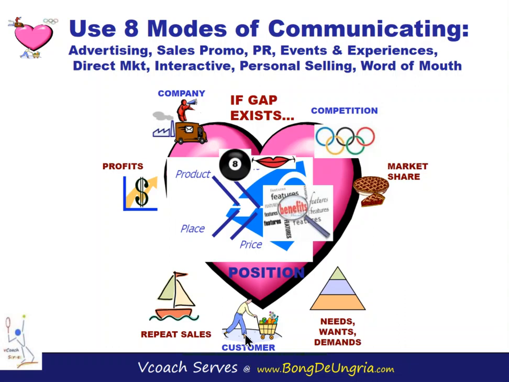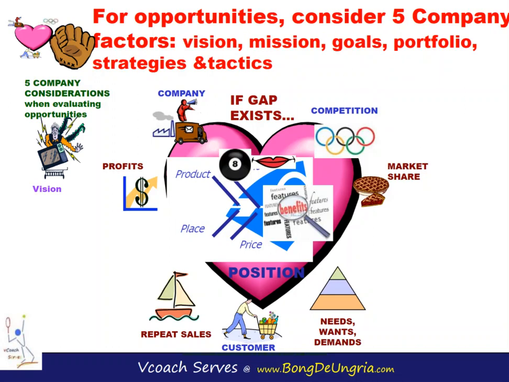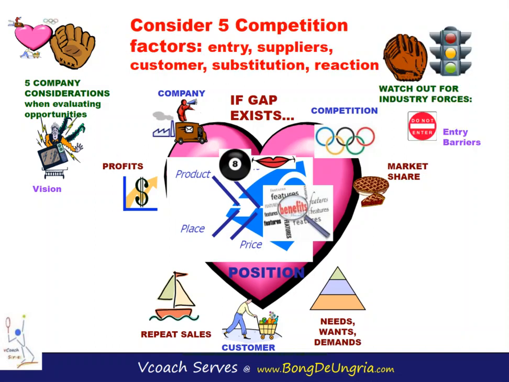Now, if there's a market opportunity, there are 5 considerations as far as the company is concerned. And this visual is close to the company because these are the 5 considerations when evaluating opportunities: vision, mission, goals and objectives, business portfolio, strategies, and tactics. There are also 5 things to look out for when considering competition. These are the power of suppliers, power of buyers, entry barriers, substitution, and threat of competitive reaction.